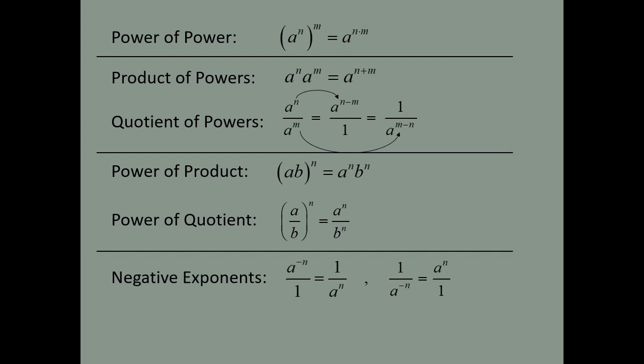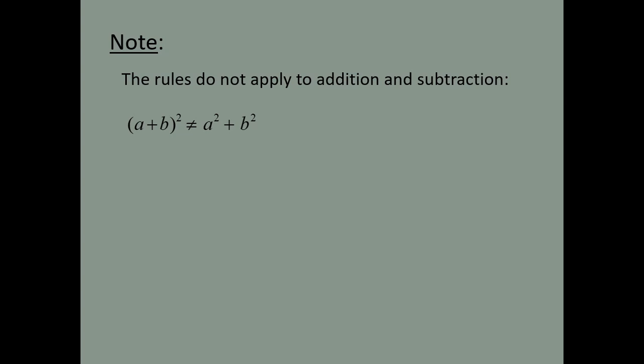We had a rule for negative exponents, which meant reciprocals. We move factors from top to bottom or bottom to top when we change the sign of the exponent. And a 0 exponent rule, which says anything to the 0 power is equal to 1 as long as the base is not equal to 0. And notice here that all of these rules involve products and quotients. None of them involve addition or subtraction. For example, a plus b to the second power does not equal a squared plus b squared. It's a very common mistake.